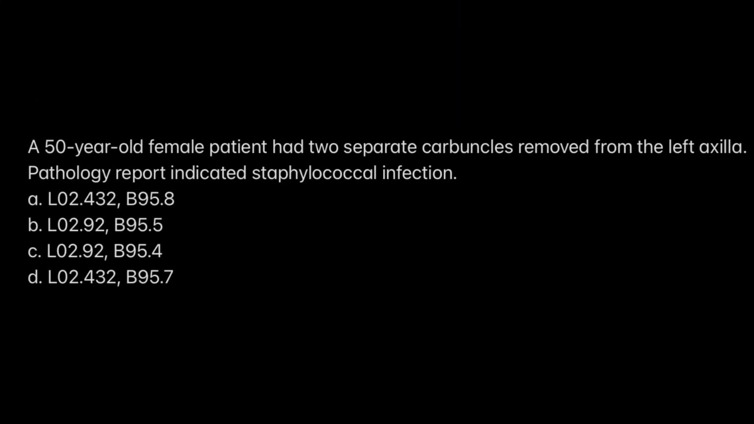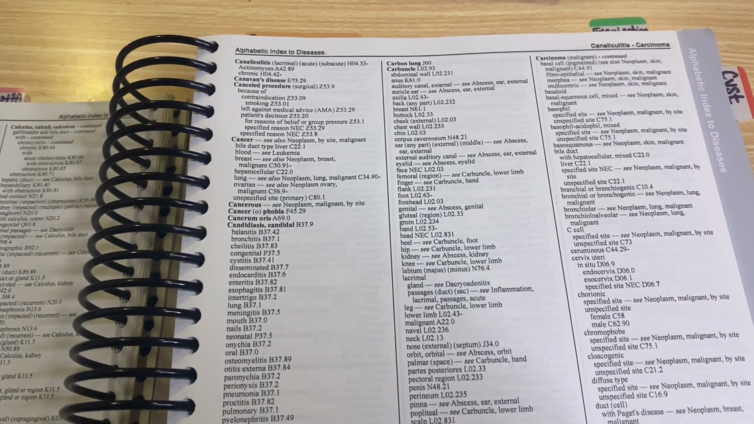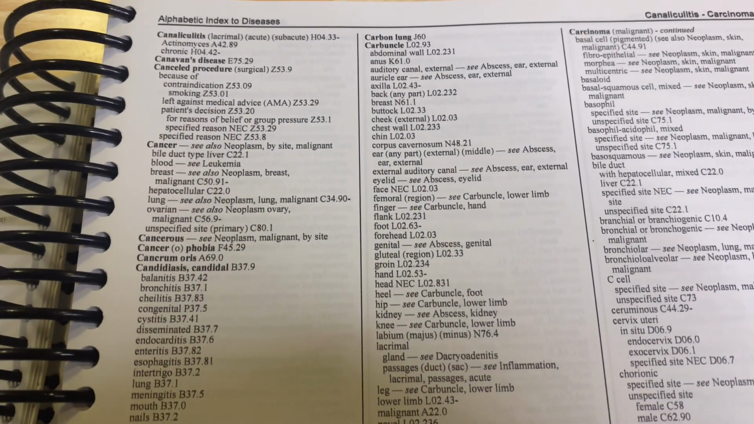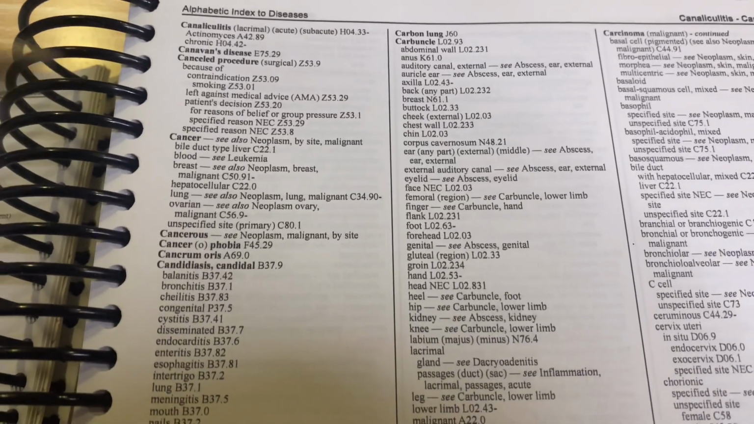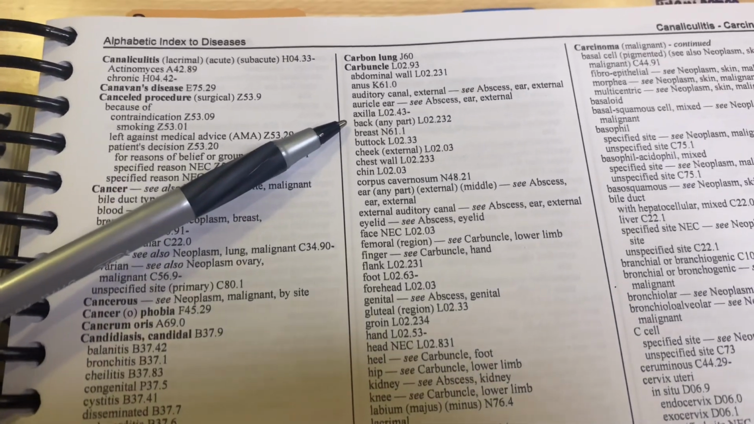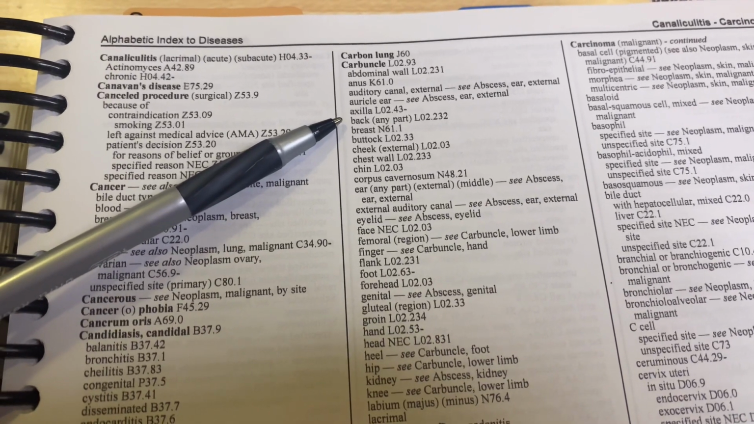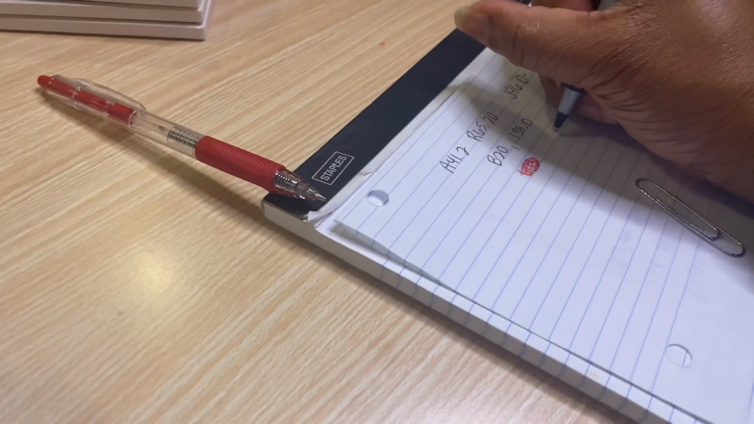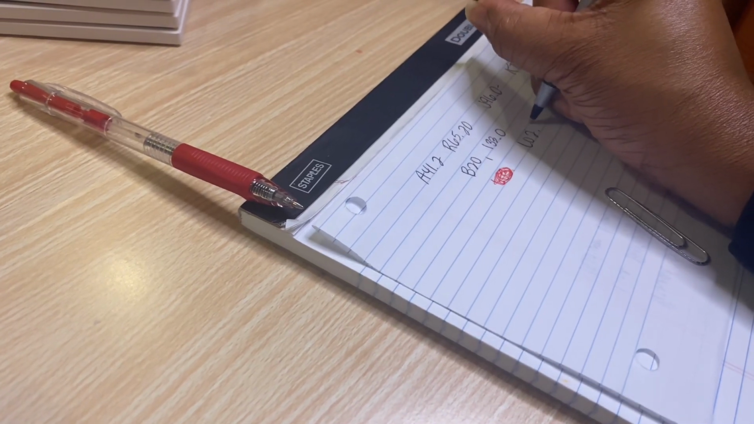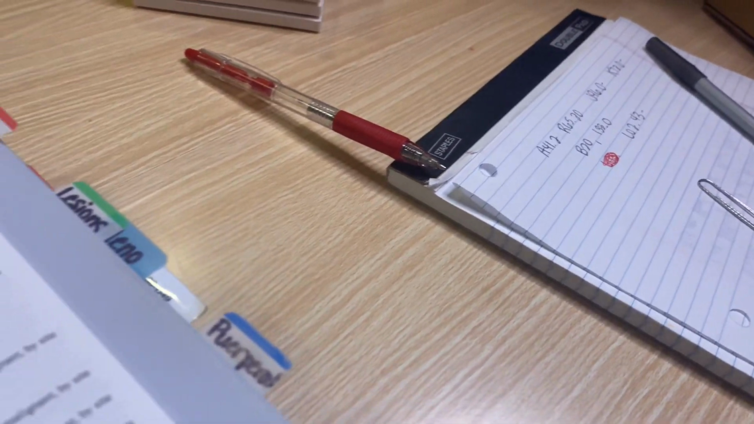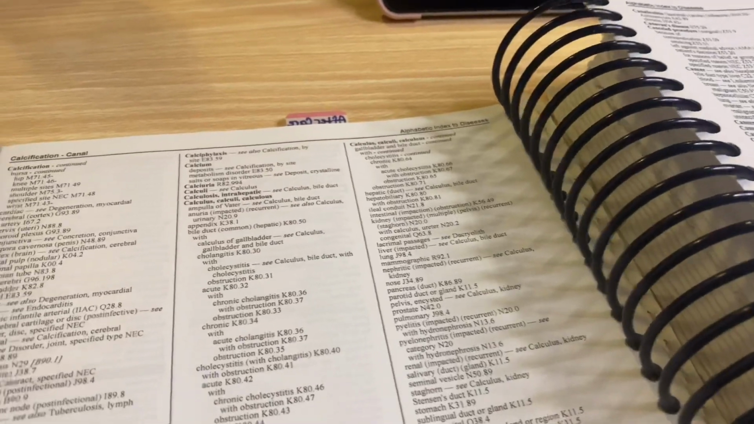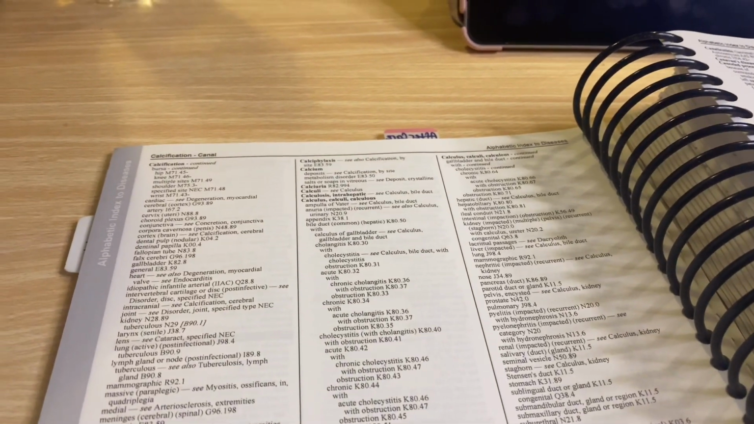Moving on to our next question, we have a 50-year-old female patient who had 2 separate carbuncles removed from the left axilla. Pathology report indicated staphylococcal infection. In our index, we're going to look for carbuncle, and you want to go to axilla, L02.43 dash. Remember that dash means we need more digits. I'm going to write down that code, L02.43 dash.